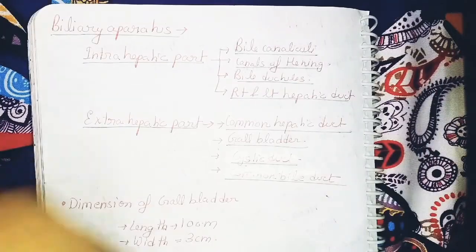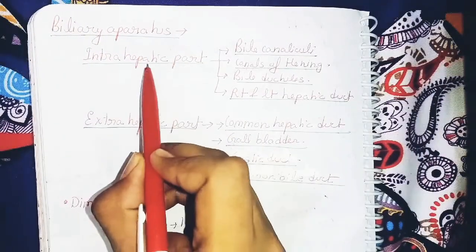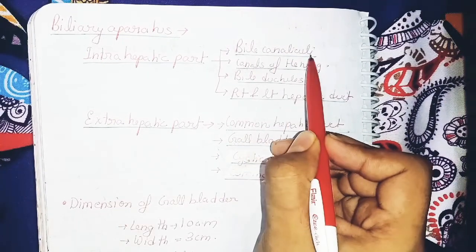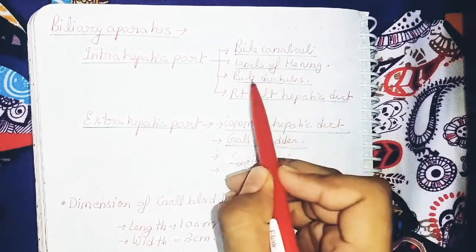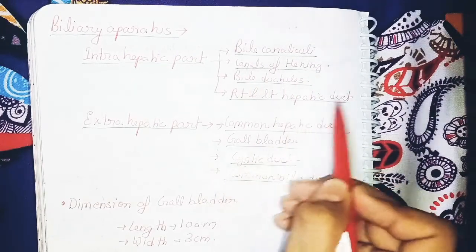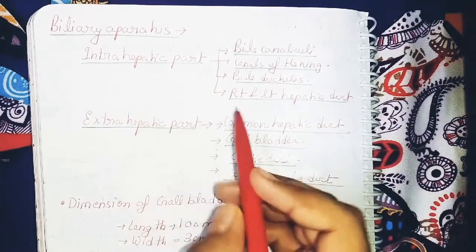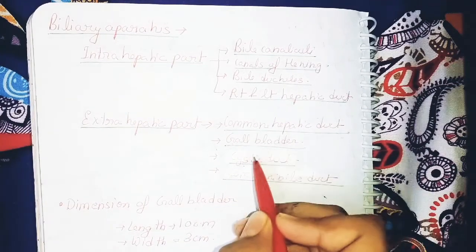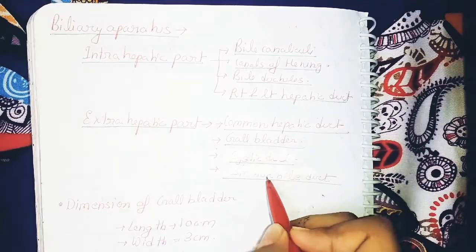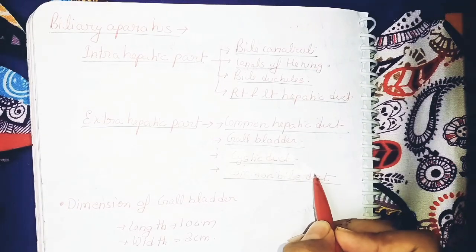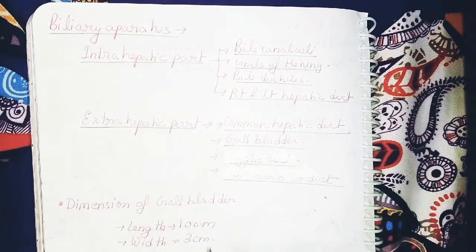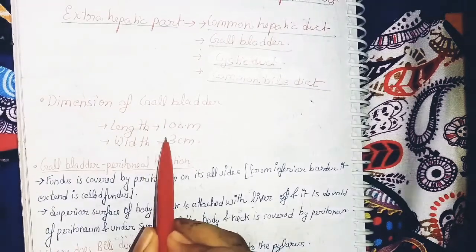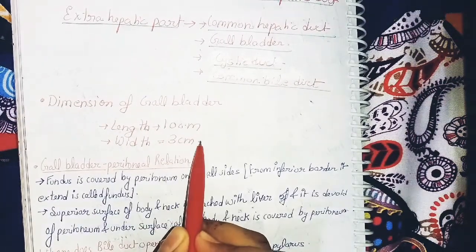Now we will talk about the biliary apparatus. The intrahepatic part includes bile canaliculi, canals of Hering, bile ductules, and the right and left hepatic ducts. The extrahepatic part includes the common hepatic duct, gallbladder, cystic duct and common bile duct, or bile duct. The dimensions of the gallbladder are length 10 cm, width 3 cm.